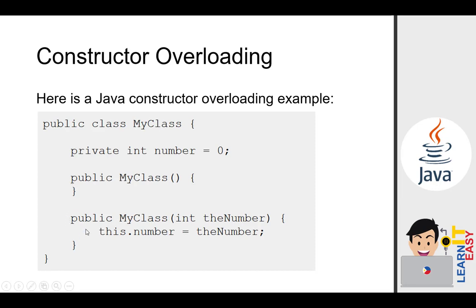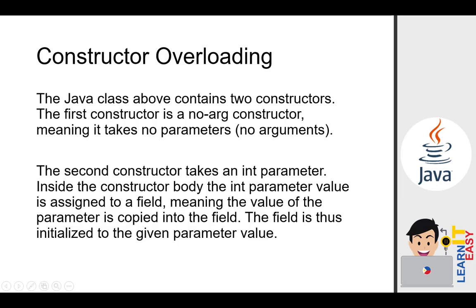And then sa ilalim, meron ulit siyang version ng same constructor, my class, at tatanggap siya ng isang parameter na integer, ng pangalan is the number, at yung the number na yon is ini-equal niya doon sa data member niya na number. So may mapapansin kayo ditong this, no? This number. I-discuss ko yan mamaya sa susunod na slide.